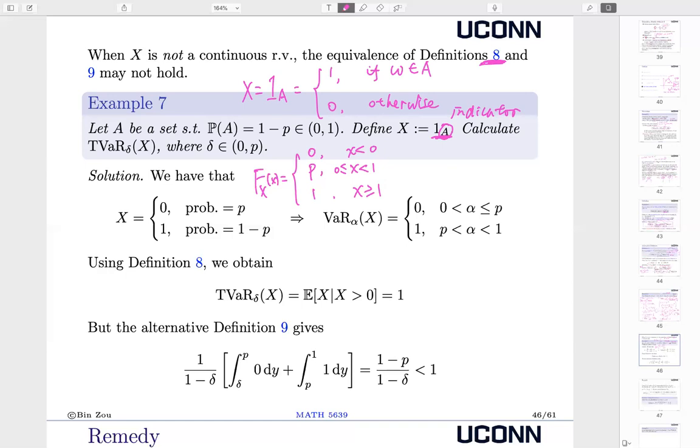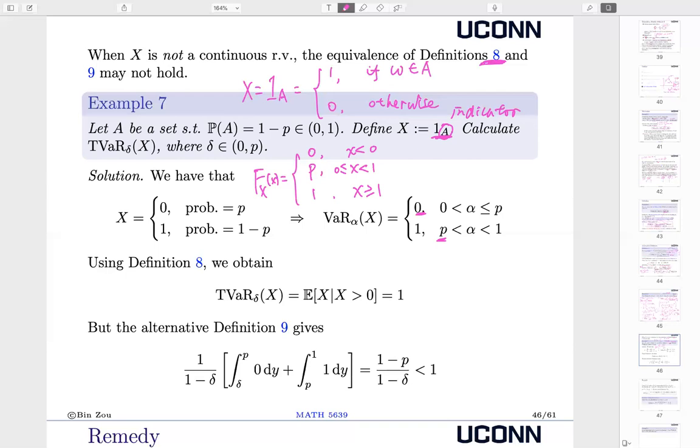How about the VaR? If the level alpha is at most p, then 0 is the value, because it is the smallest one dominating your level alpha. At 0, we have p, so this alpha has to be less than or equal to p. Equal is fine, but it cannot be beyond. Beyond p, I need to go to the next level, which is 1. And in order to get 1, my alpha has to be greater than p, since p is the separating point for the probability.